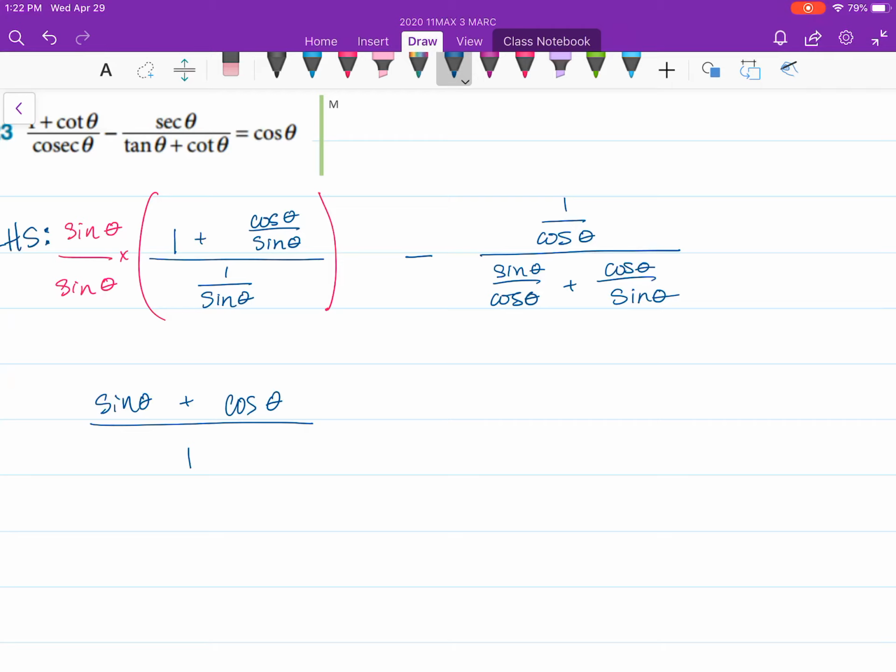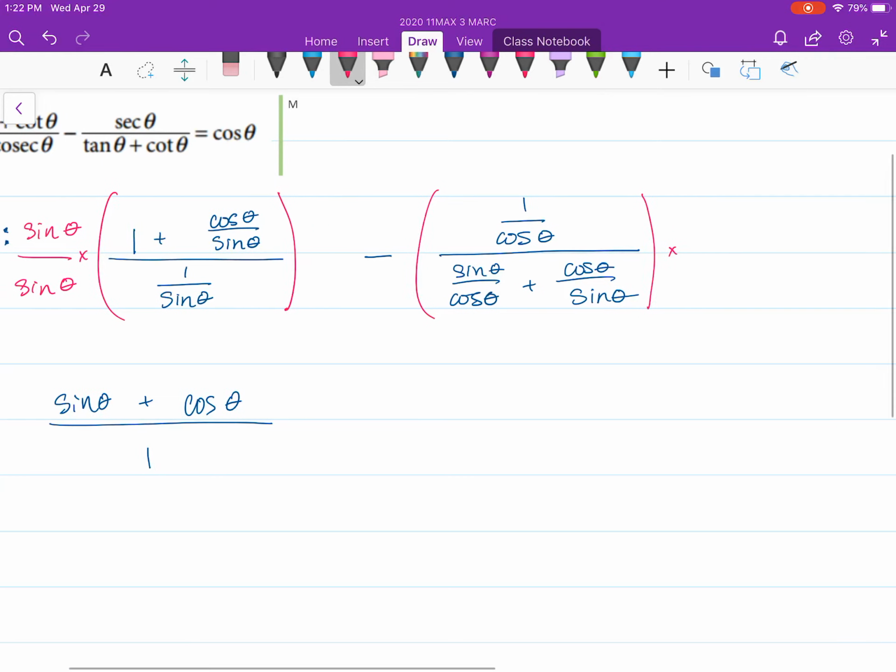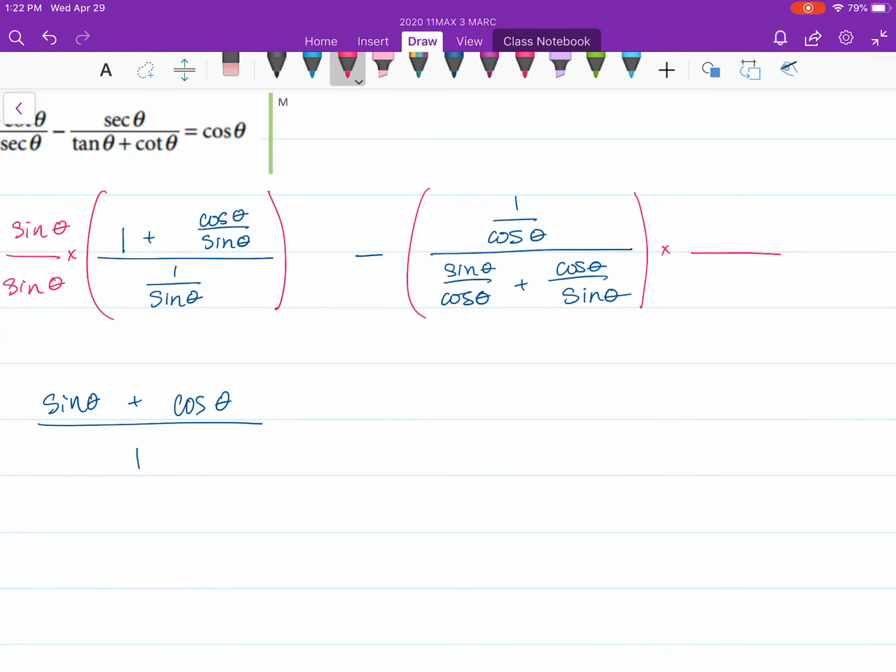Looking at the second one, this one's a bit messier. And the reason it's a bit messier is because in the denominator I've got sine on cos plus cos on sine. Not common denominators, but not completely sunk. I can simply multiply by the common denominator of cos sine, as long as I do the same thing to the top, cos sine.